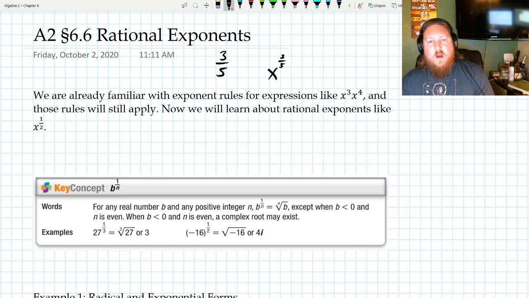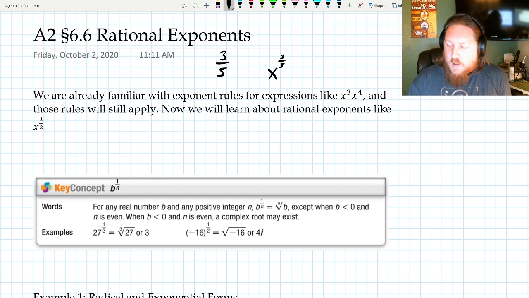So we're going to learn about rules like how to deal with x to the 1/2. And what's interesting is x to the 1/2 is equivalent to the square root. And if we have 1/3, so let's say we take 64 to the 1/3, that's the same as finding the cubed root.